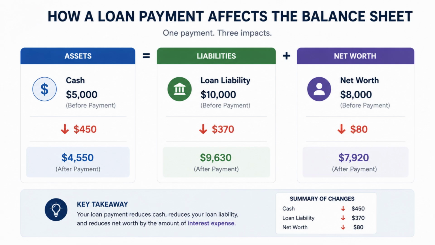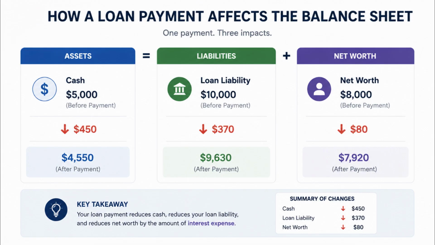So step one, the income statement. Only the interest portion is an expense. Suppose $80 is interest and $350 is principal reduction. The income statement only records $80 of interest expense. Step two, the cash flow statement. The full $450 reduces cash. Cash doesn't care about accounting classifications. Cash simply left the account.